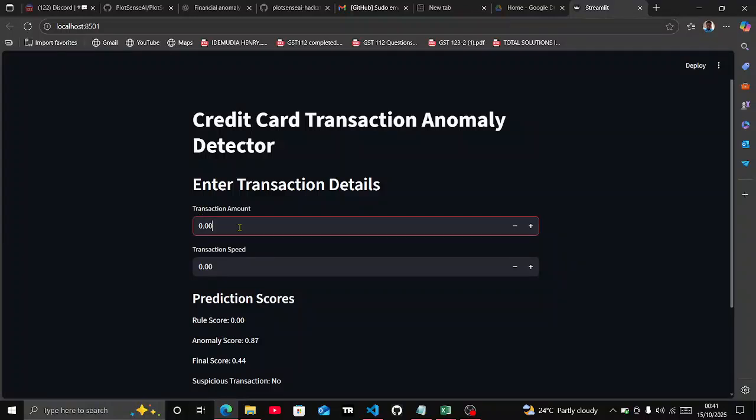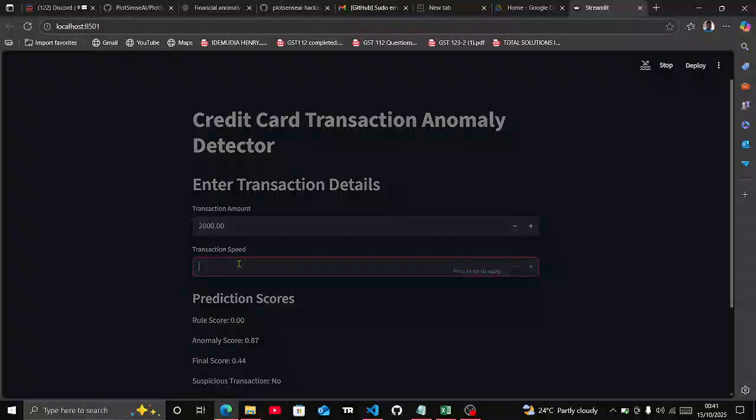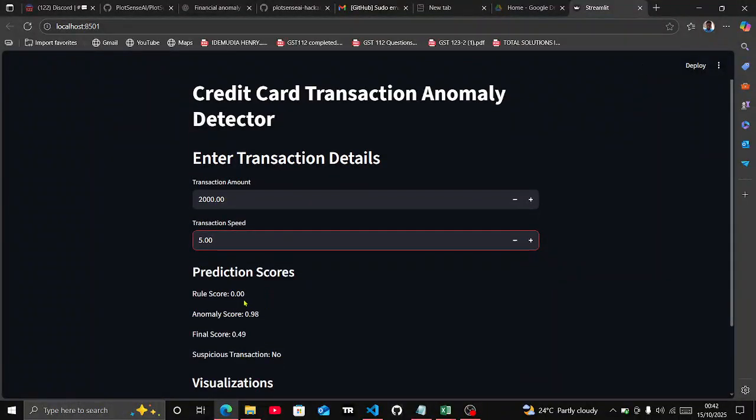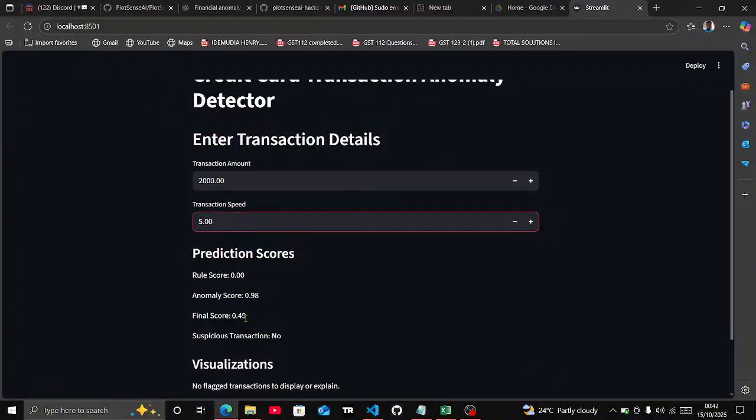So I'm going to be using a transaction amount of 2000 and a transaction speed of 5 seconds, and I'm going to press enter. So I think this is a normal transaction. Yes, it's a normal transaction. The rule and anomaly scores are definitely low. You can see the rule score is 0, the anomaly score is 0.98, so the final score is 0.49.